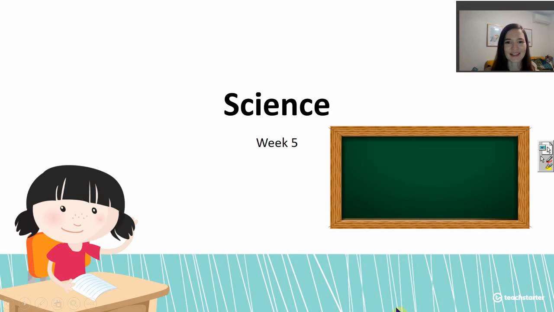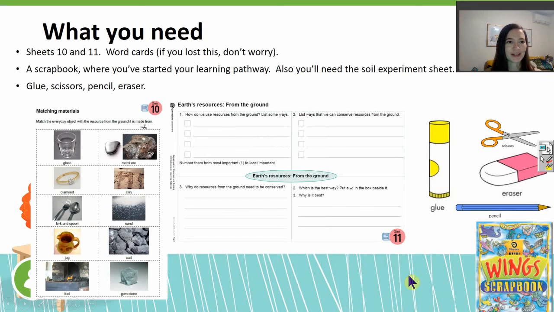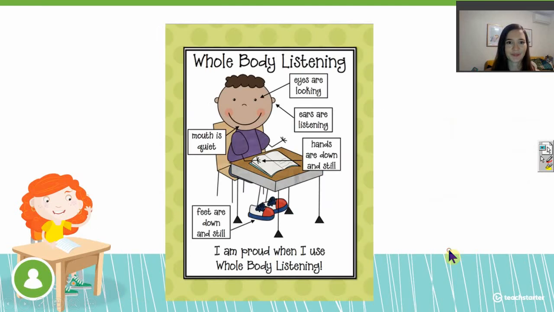Let's have a look at what you need for this lesson. So you'll need sheets 10 and 11 and your word cards for the learning pathway. Remember, if you've lost this, don't worry, you can just write the words in. You'll need your scrapbook where you've started your learning pathway and your soil experiment sheet. And you'll need glue, scissors, pencil, eraser. So go grab those things and then come back.